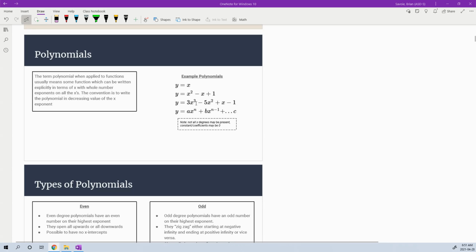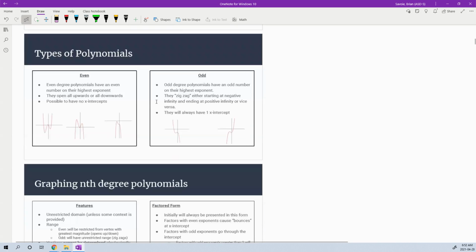So for instance, 3x cubed minus 5x squared plus x minus 1 would be an example of a polynomial in standard form. It doesn't have to be in standard form. There are some more useful forms out there, but that's what we mean by an nth degree polynomial, that decreasing standard form polynomial.